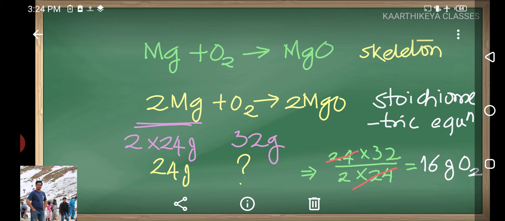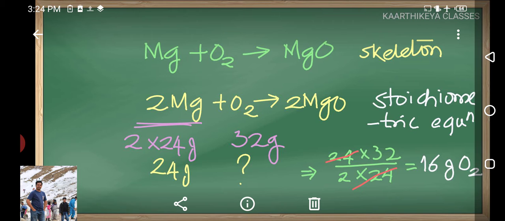What you need to do first is write the skeleton equation. What actually happens here: magnesium reacts with oxygen to form magnesium oxide. I mentioned the skeleton equation here. After balancing this, you get 2Mg + O2 gives 2MgO, which we call the stoichiometric equation. It's a balanced chemical equation.